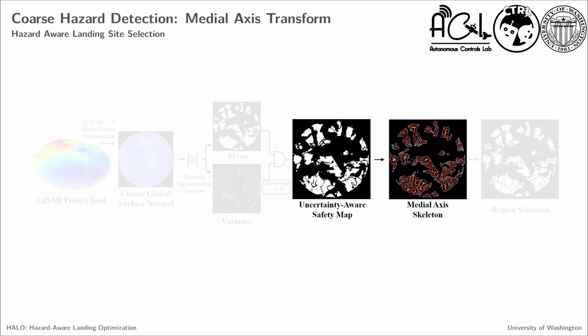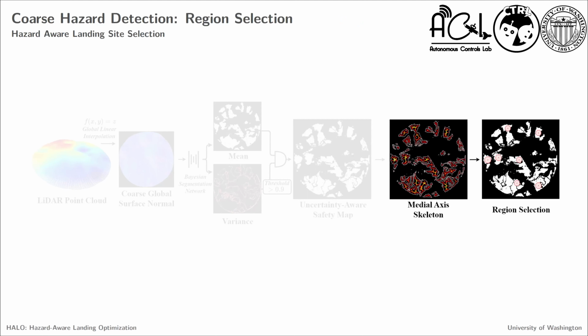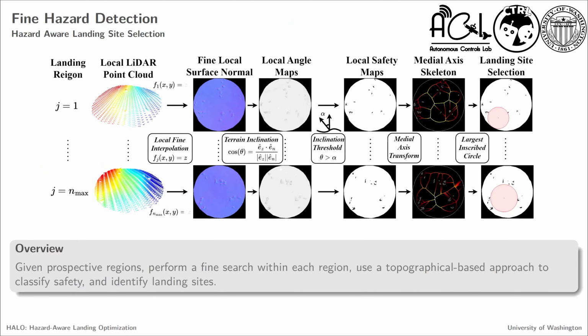The medial axis transform provides a quick and efficient method to skeletonize the uncertainty-aware safety map. The skeleton is searched and a region is placed on the largest value on the skeleton. This region is then masked, and the process is repeated for n max times. This ensures that the center of one region cannot lie within another.